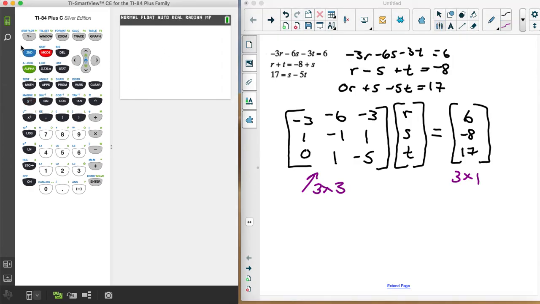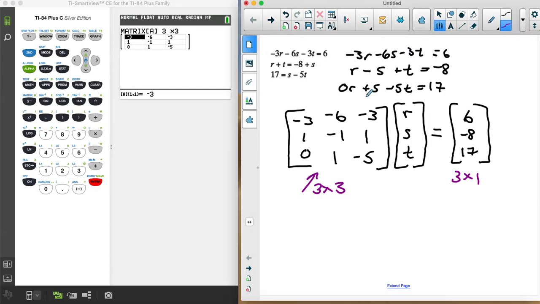if you want to get to the matrix menu, we hit second matrix. And I want to edit my 3x3 matrix. And so it's 3 rows by 3 columns. And then I'm going to enter the values. So negative 3, negative 6, negative 3, 1, negative 1, 1, 0, 1, negative 5. All right, so that is my matrix, and notice that it is matrix A.